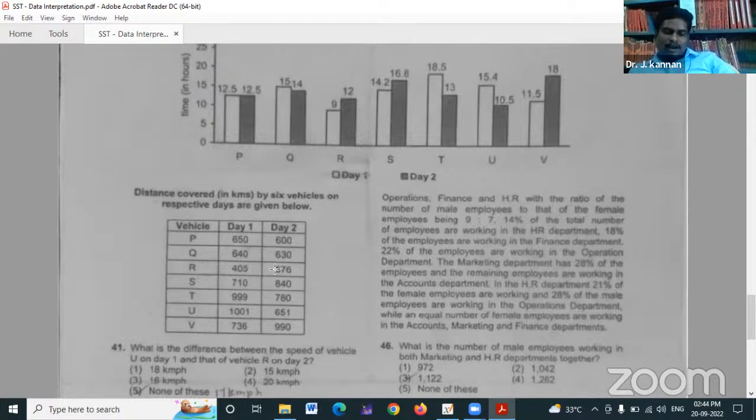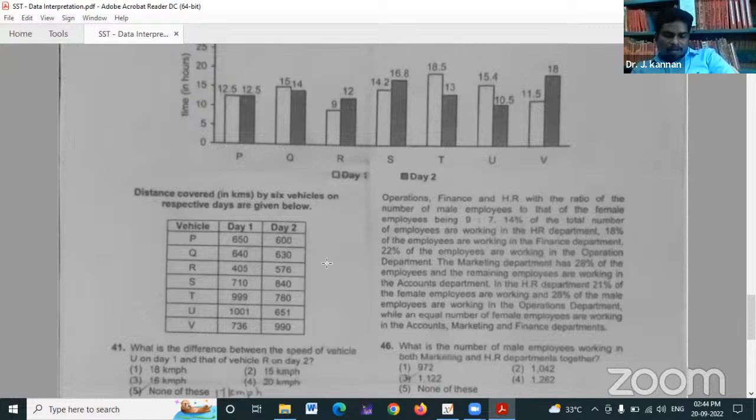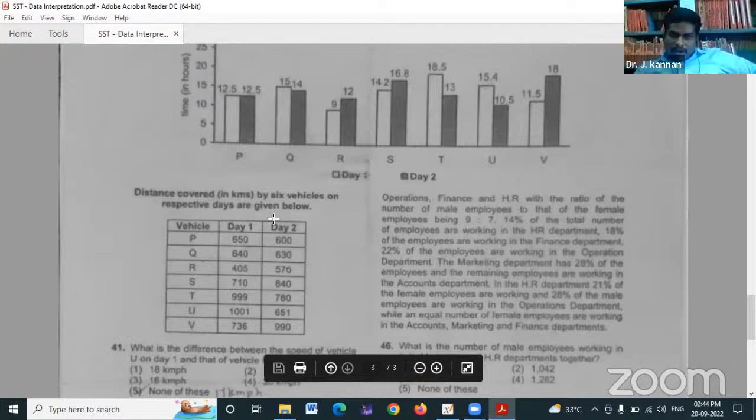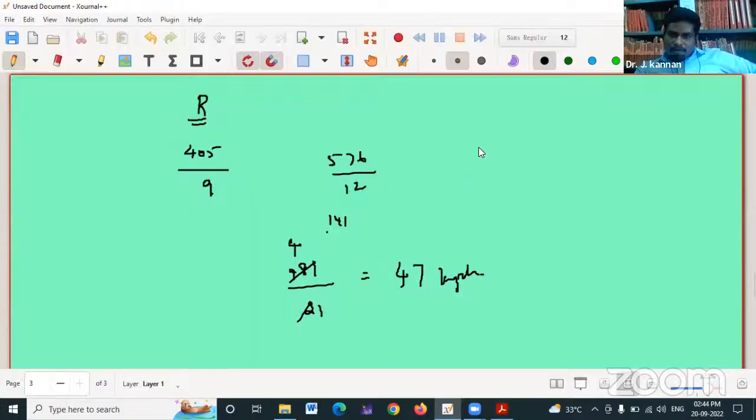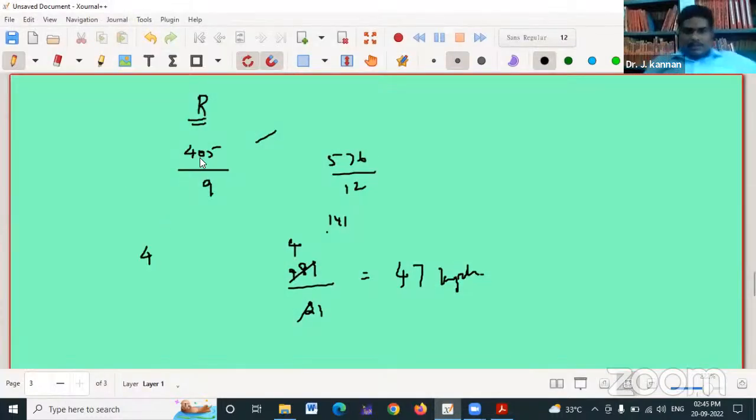For R, first we need 405 divided by 9 for day 1, which is 45, and 576 divided by 12 for day 2, which is 48. So the speed increases from 45 to 48, an increase of 3 kilometers per hour. So R increases, and we also need to find it for T.